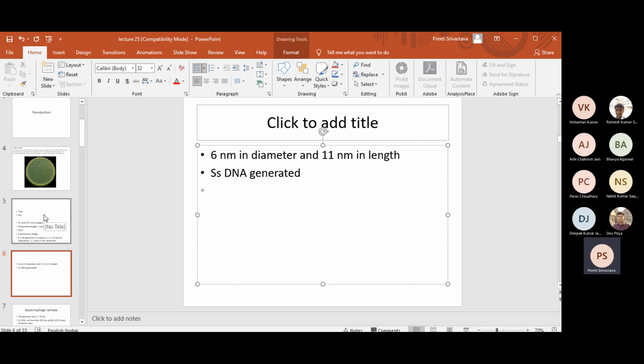Ma'am, M13 phage, what it does, I wanted to know that, I didn't want to know all these details.